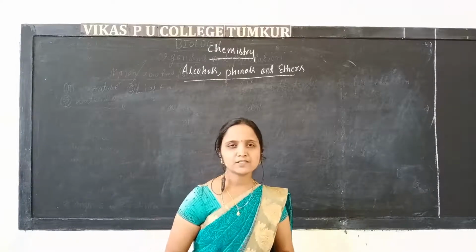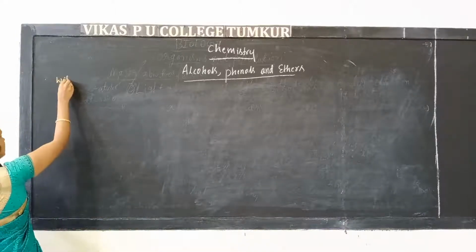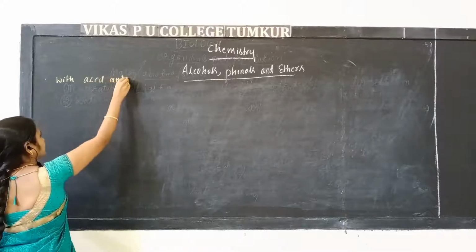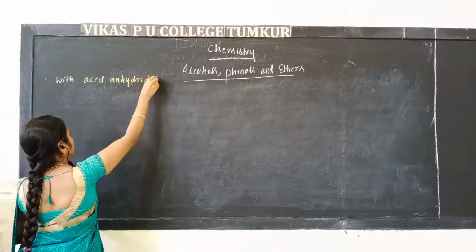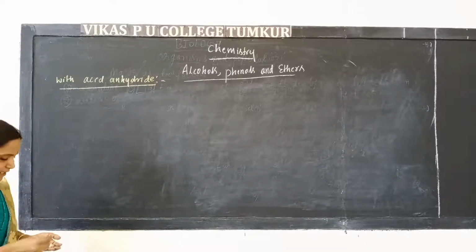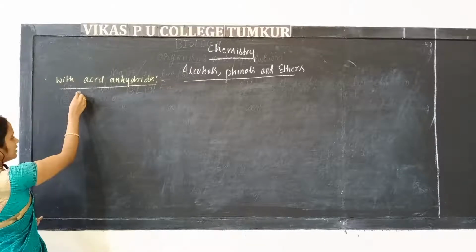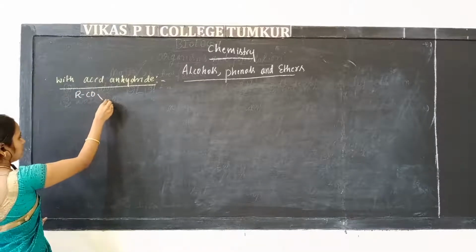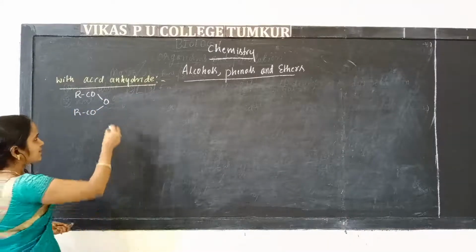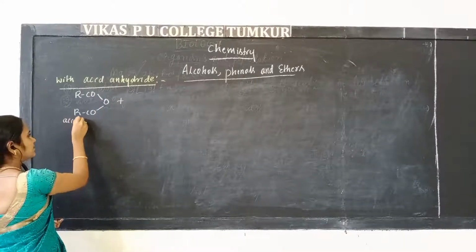Now we are going to discuss the reaction with acid anhydride. Acid anhydride is generally represented by RCOO.